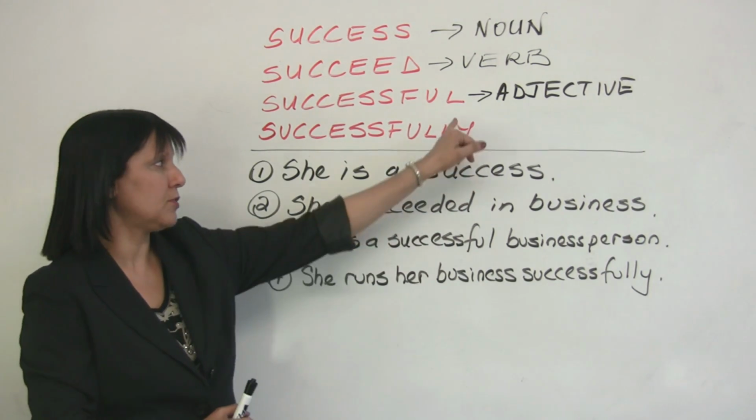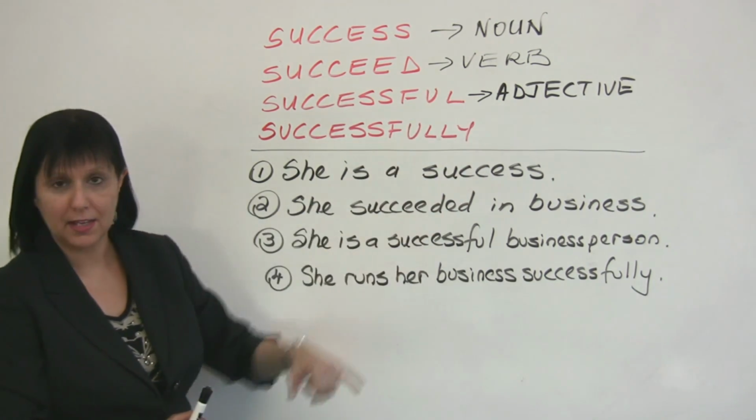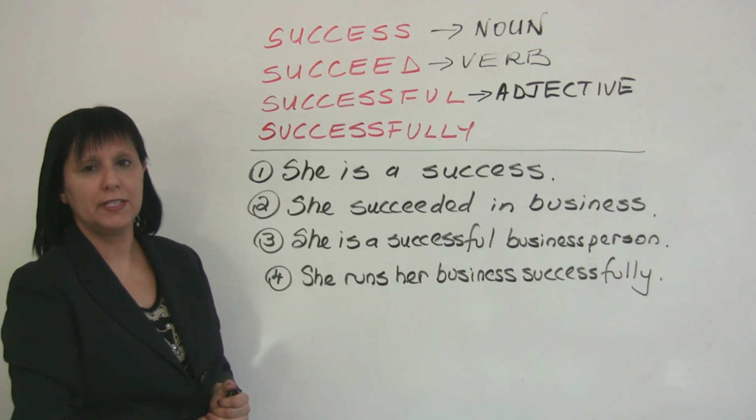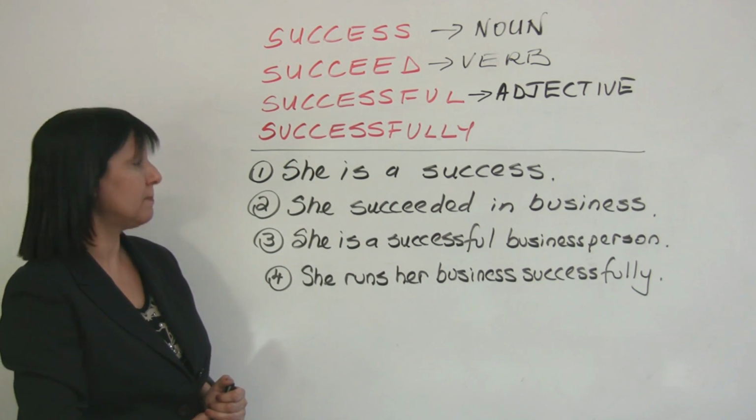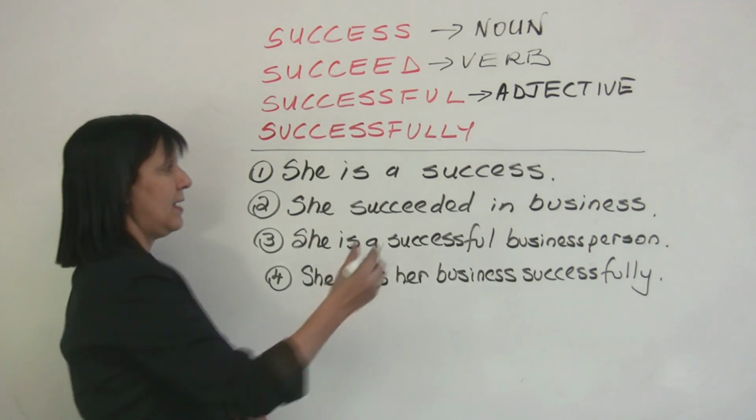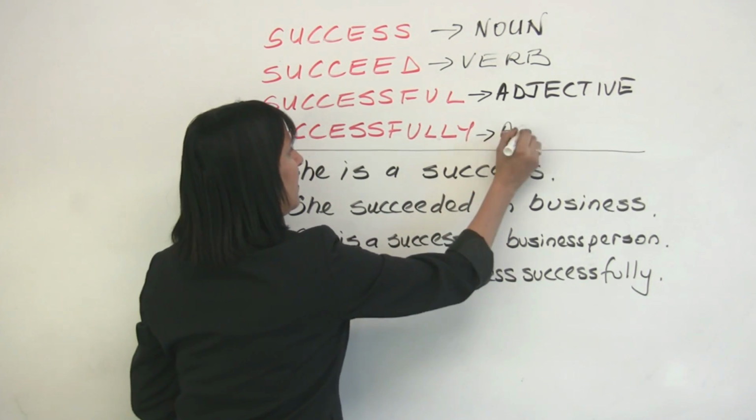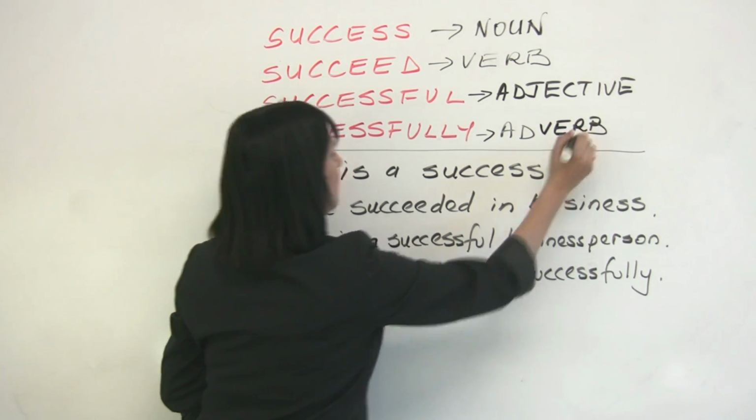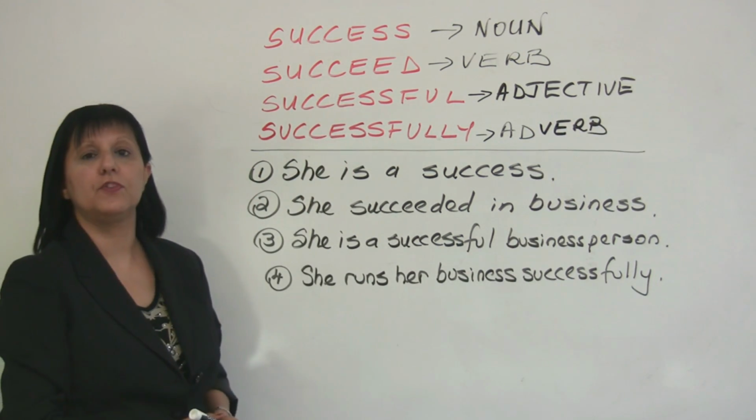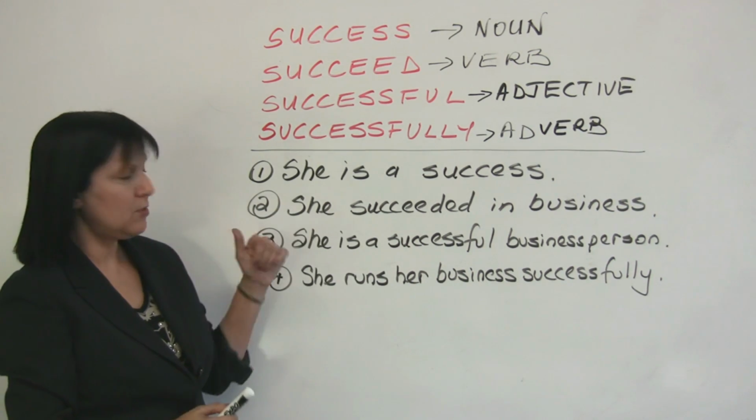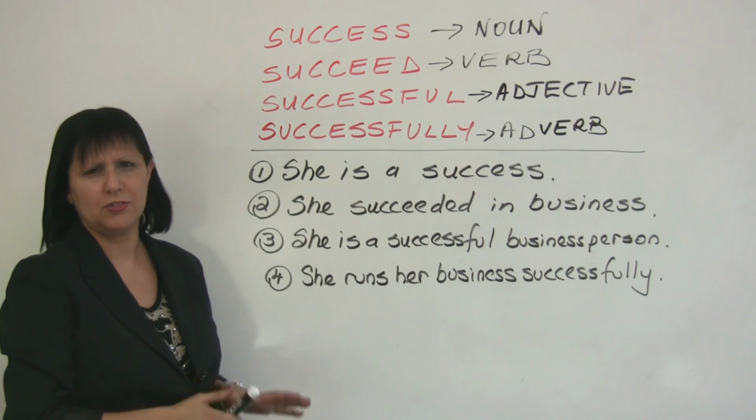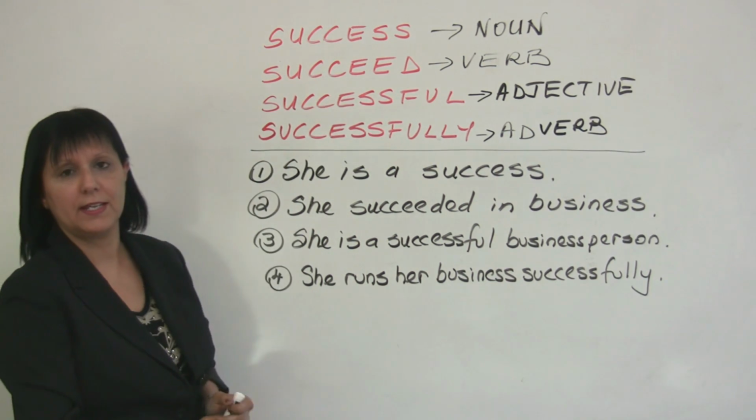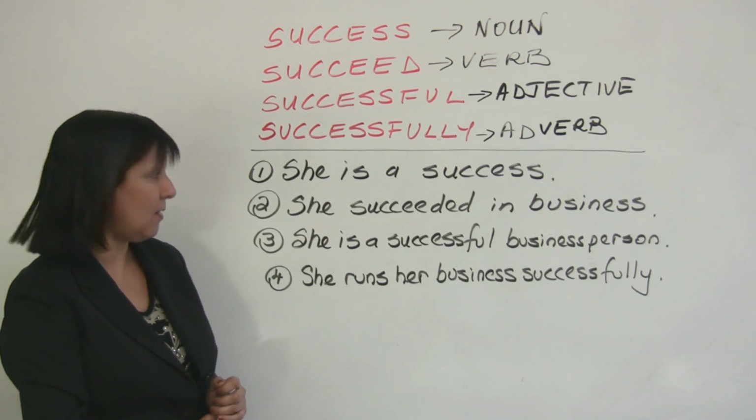So many students also make a mistake here. They add an L or they leave out some of the C's or the S's. Be really careful of the spelling of this word, right? Successful. And the last one is the adverb, which is successfully. All right? Let's use them now in a sentence so you understand exactly how to use them, which is more important than even knowing exactly which part of speech they are.